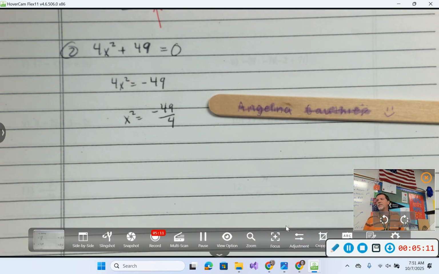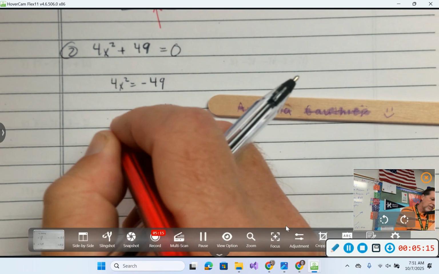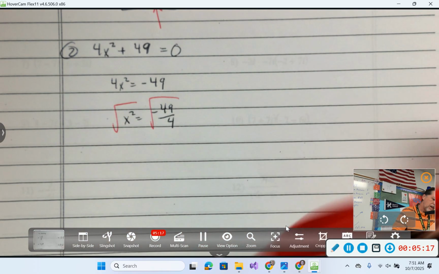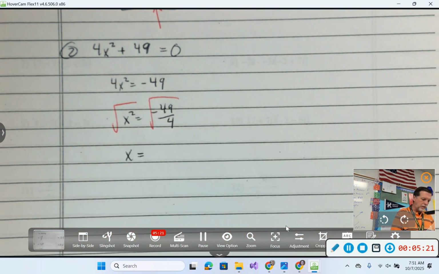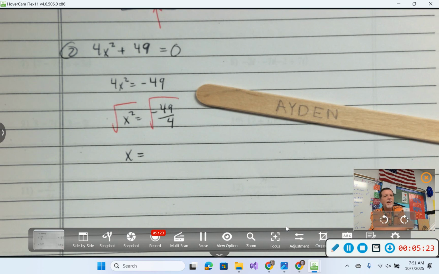Angelina, what would you like to do next to get x by itself? Square root both sides. Okay, now's where we got to be careful. So we've got x by itself. We need to be careful about cleaning up the right-hand side. Aiden, tell me something. Like, there's a couple things you can do. What do you see?